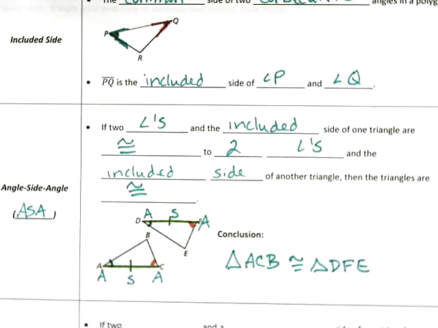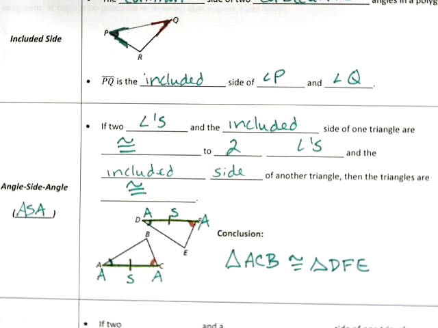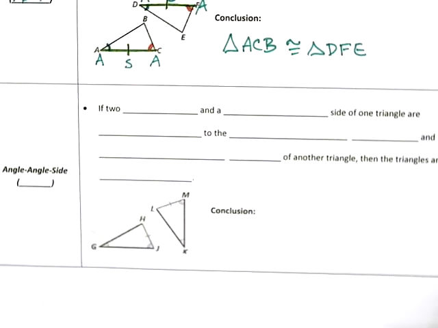Okay, so triangle ACB is congruent to triangle DFE. And we have one more trick that we can use to prove that two triangles are congruent. So we've done side, side, side, or SSS. We've done side, angle, side, SAS. And we've done angle, side, angle, ASA. Now we have this third one, angle, angle, side.